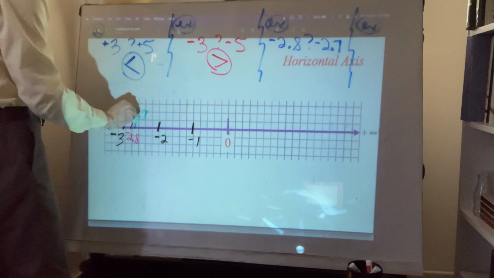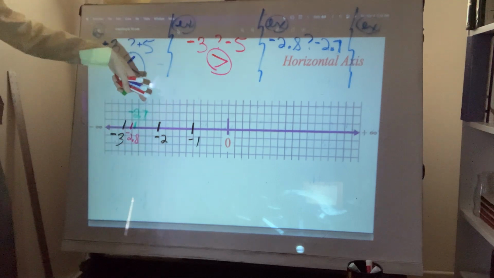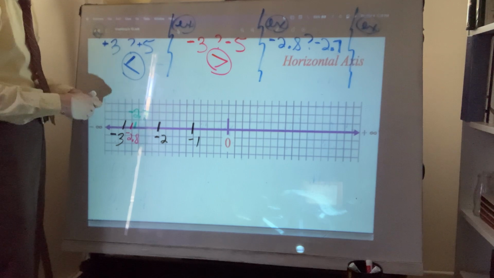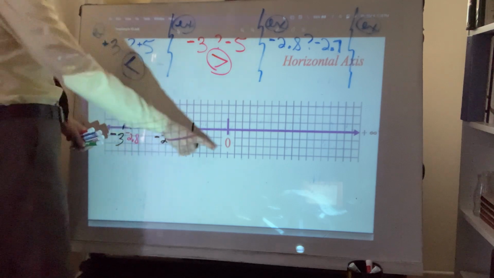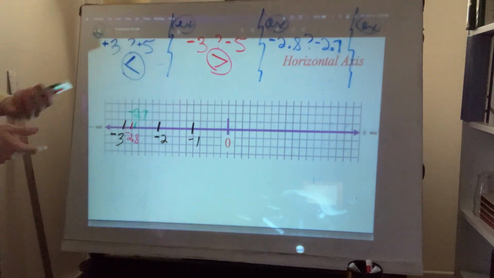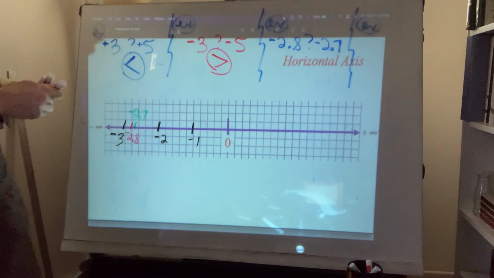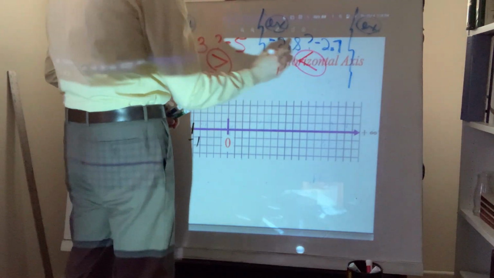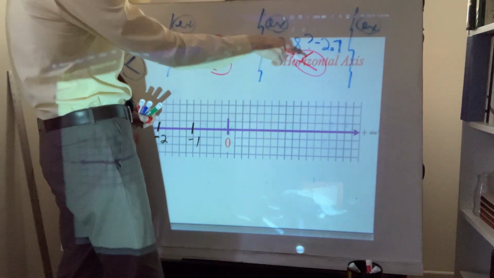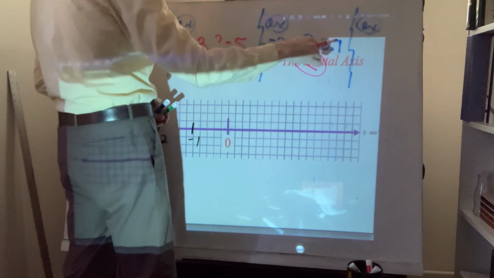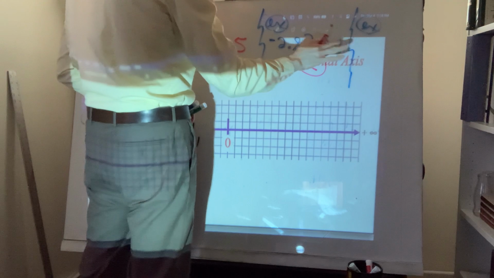All right. 2.7 is here, and 2.8 is closer to 3. So, which one is closer to the 0, though? Which one is closer to the positives? The 2.7. Therefore, this is the relationship from the perspective of 2.8 written on the left side of the symbol. -2.8 is automatically less than -2.7.